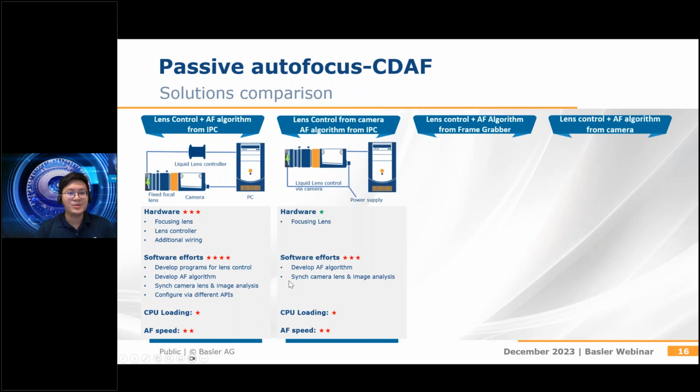Okay, so another solution is that the camera itself comes equipped with the lens control algorithm. As for the autofocus algorithm, you still need to transfer all the images to the PC, and the PC will then send it back to the camera to control the focus of the lens. So in this solution, the hardware is much less than the first method, but it's also quite complicated. Here you have to develop an AF algorithm, and then sync the camera, lens, and image analysis.